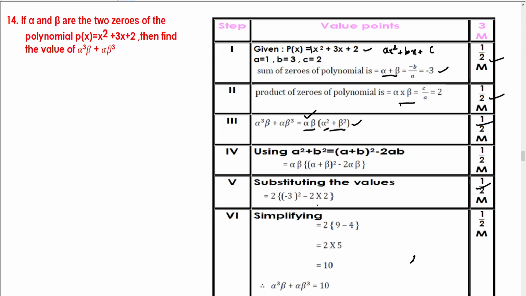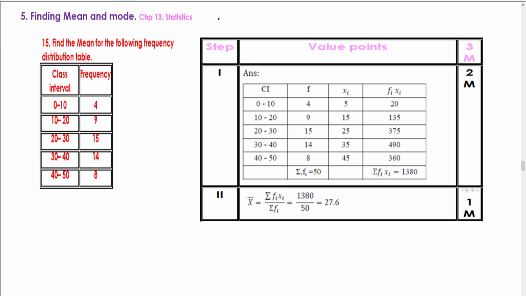For the simplification, minus 3 whole square becomes plus 9. Clearly write the steps. Minus 4. 9 minus 4 is 5. 2 fives are 10. Therefore, the answer is 10. If you correctly write it, you will get full marks. And observe carefully how the marks are allotted. Many students don't know this. Therefore, I am explaining here in the video.